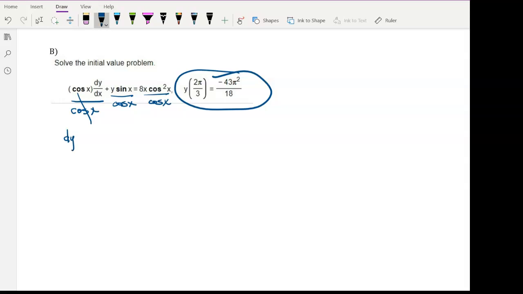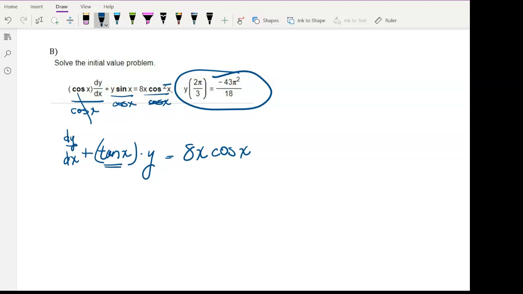And this gives us dy over dx plus, I like to write my x function first because that's like my p of x, sine x divided by cosine x, which is tangent of x, times y. And then on the right-hand side, that cosine can cancel one of those away, and we get that it's equal to 8x cosine x.